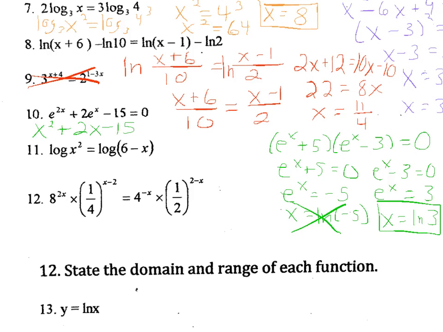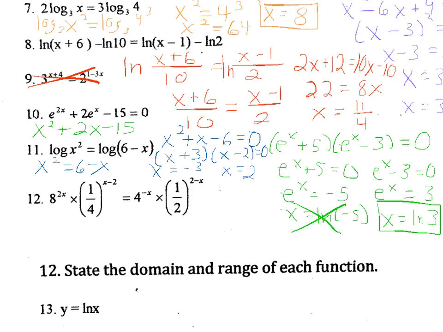For number 11, we have the log of x squared equals the log of 6 minus x. And since we have a log on both sides with the same base, we just have x squared equals 6 minus x. So now if we get that all onto one side and we factor it, we get two answers. We have x equals negative 3 and x equals 2.